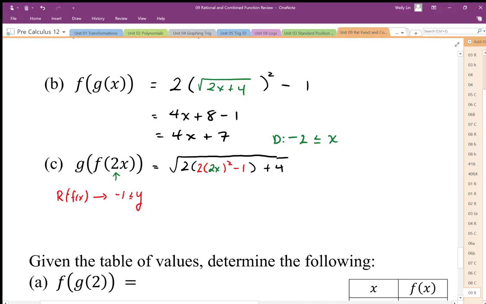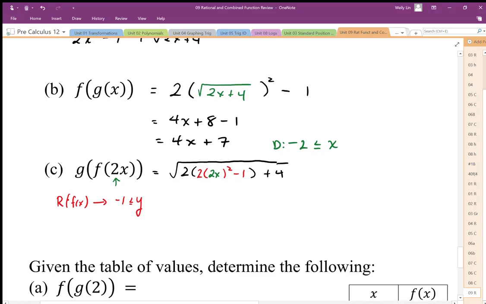The domain of the square root function is x must be greater than or equal to negative 2. Well, everything that comes out of the f function can go into the square root function. So in this case, the domain of this whole function is going to be x is all real numbers, because anything can go inside the x here, and everything that comes out of the f function can be input into the square root function. So the domain is going to be x is all real numbers.